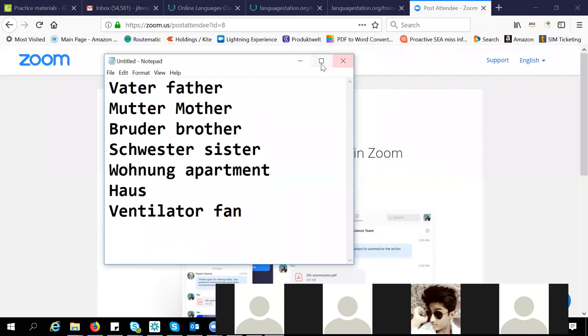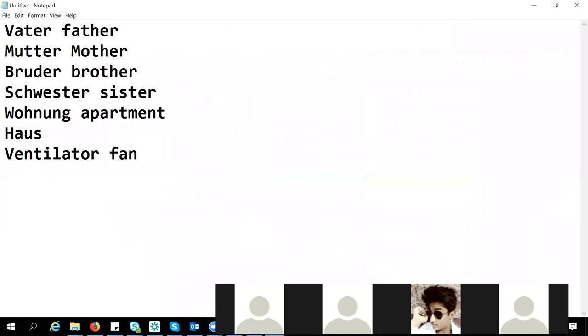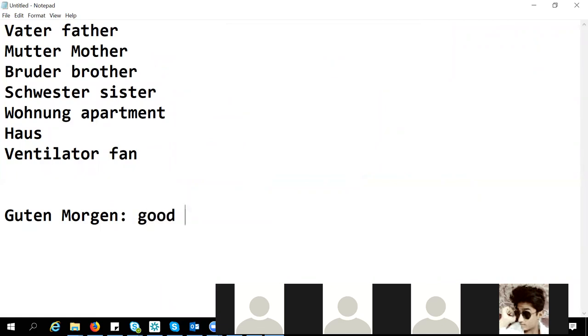Okay. Now, how to say good morning in the German language? So good morning is Guten Morgen. Yeah. Guten Morgen is good morning. So tomorrow in your college, you can say Guten Morgen. Guten Tag is like good day, and you can use it throughout the day. Either in the morning, afternoon, or evening, you can say Guten Tag. So Guten Morgen, good morning, especially, and Guten Tag is good day.